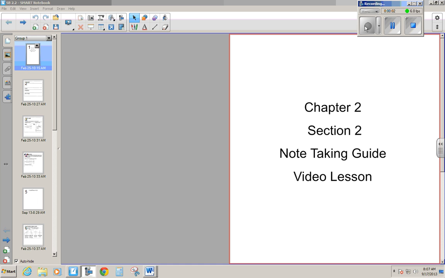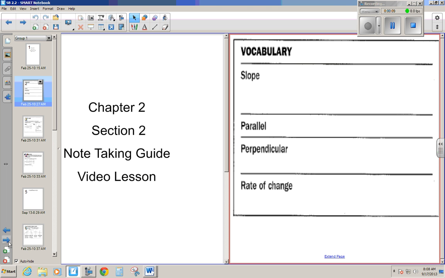Welcome back. This is Chapter 2, Section 2, Find Slope and Rate of Change. Let's start off by doing a couple vocabulary words for slope.